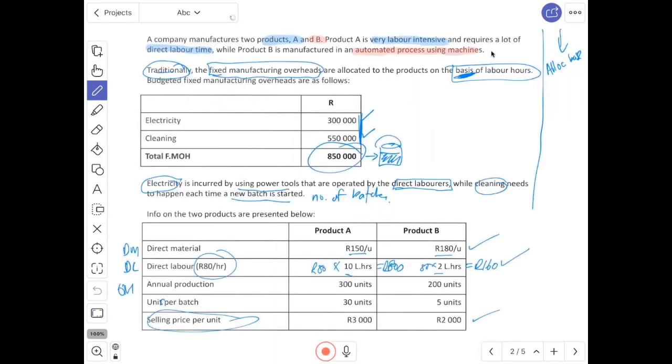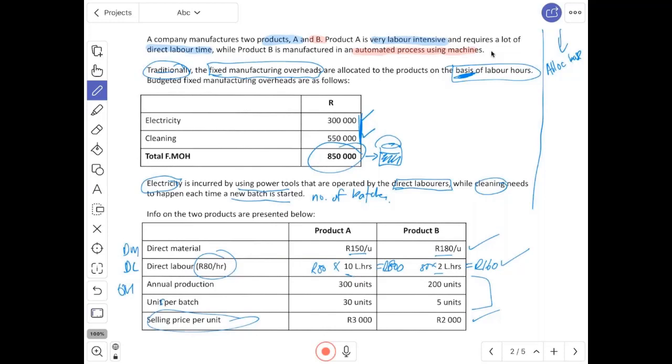The big issue we can see here is the overhead cost per unit. That's where most of the marks are going to lie. Now, we're going to do this using the traditional method first, and then the ABC method. So traditional method, I often see students not understanding this, or somehow they went through second year and third year, and even in CTA, they still don't understand what is meant by a traditional method. And once they realize what it is, it's so easy.